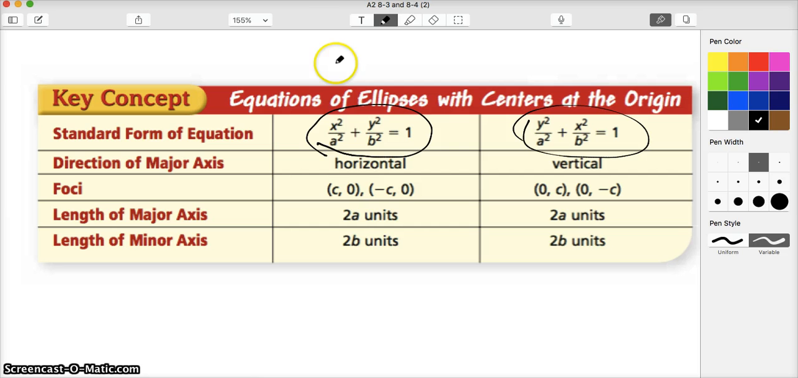Now let's talk about this real quick. If the direction of the major axis is horizontal, we have x taking the lead, and x being over half the length of the major axis, squared. And if the orientation is this way, we've got half of the major axis squared underneath the y term. This is really significant.